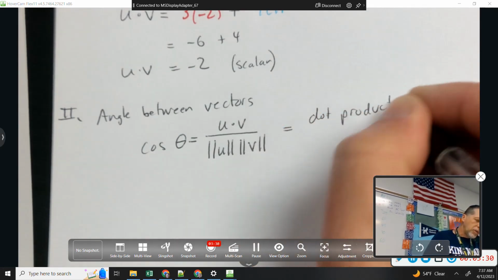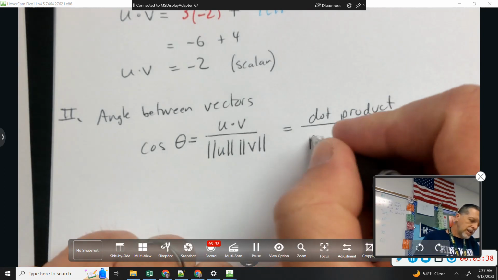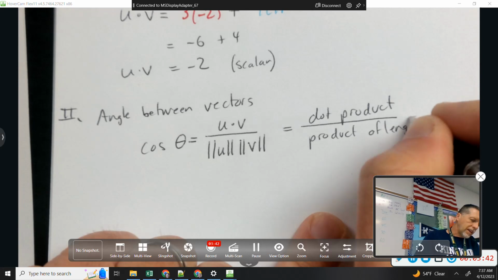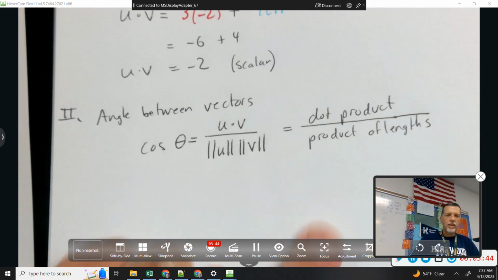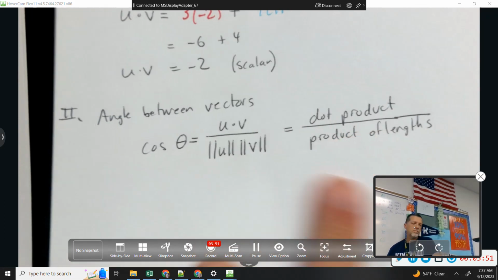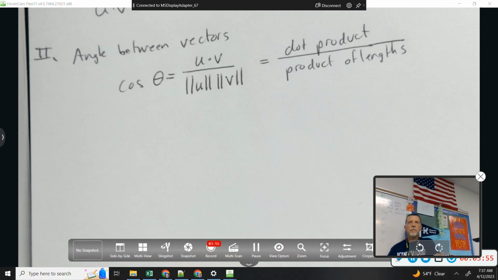I don't imagine most people prefer words to symbols and equations, but for those that are more, I guess, verbally inclined, dot product over product of the lengths. Right, so I mean, that says the same thing. It's just, I guess some people don't like all the symbols. They'd rather read the words, but it's the same thing. Dot product over product of the lengths. Now, be careful. That tells you what the cosine is.